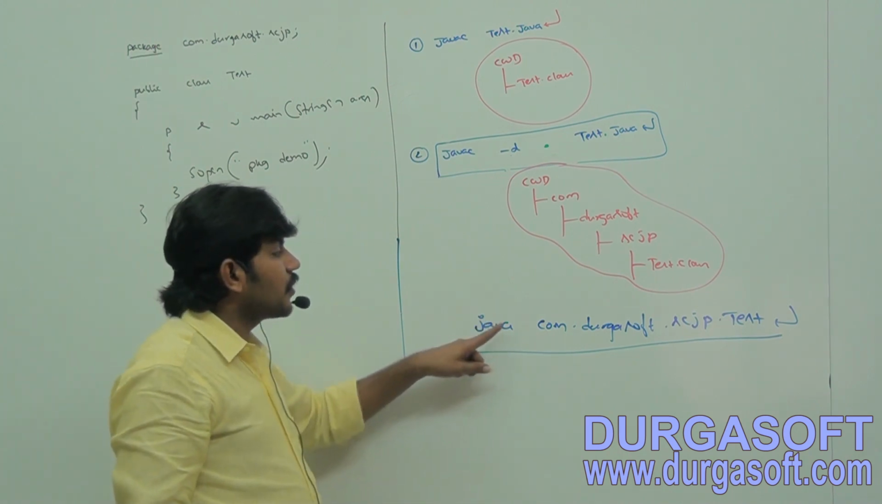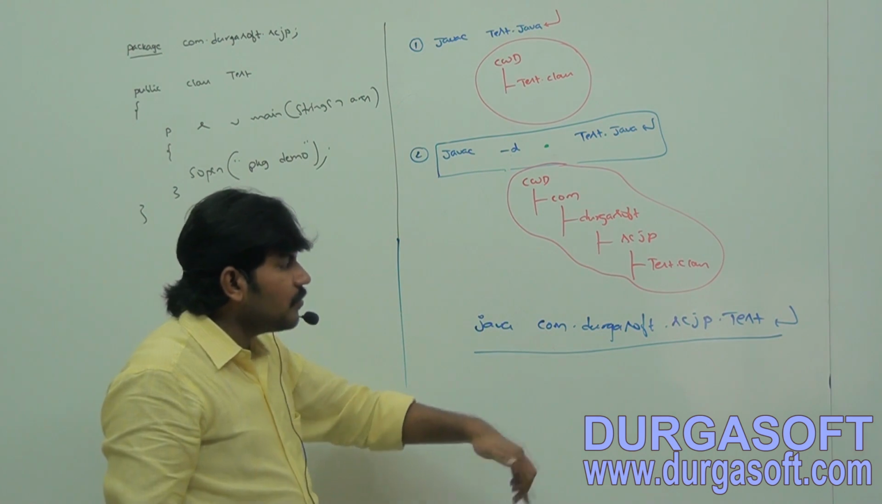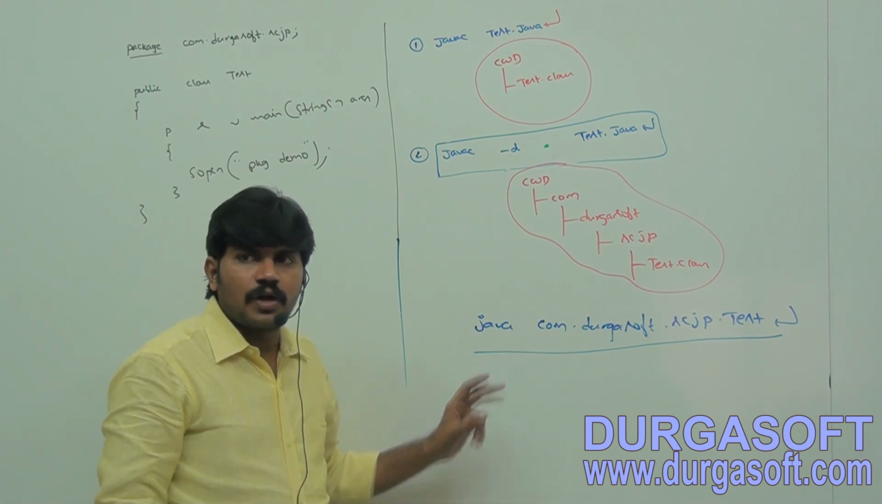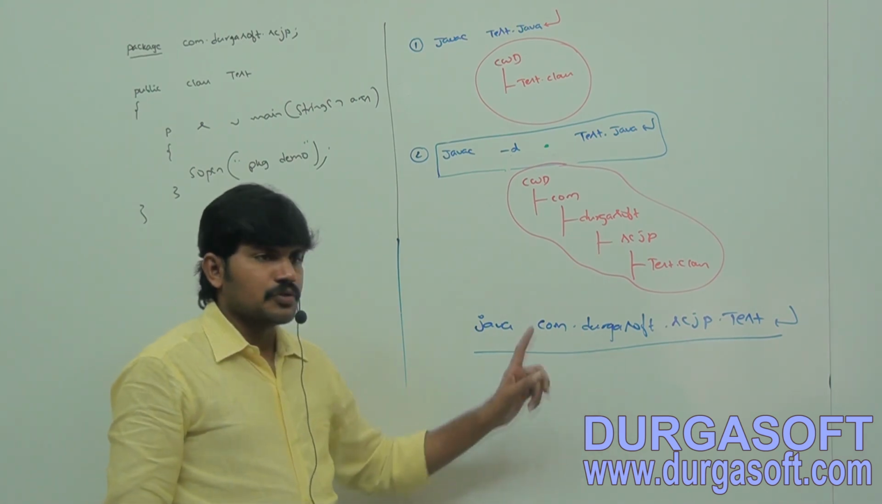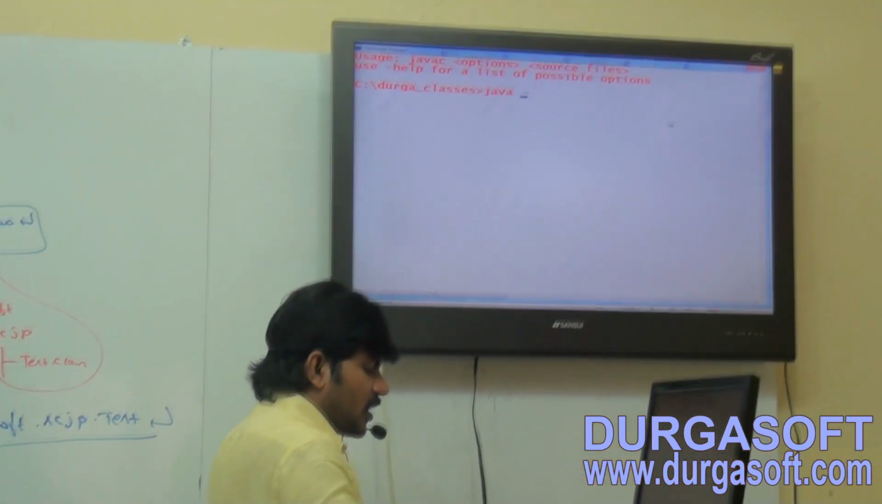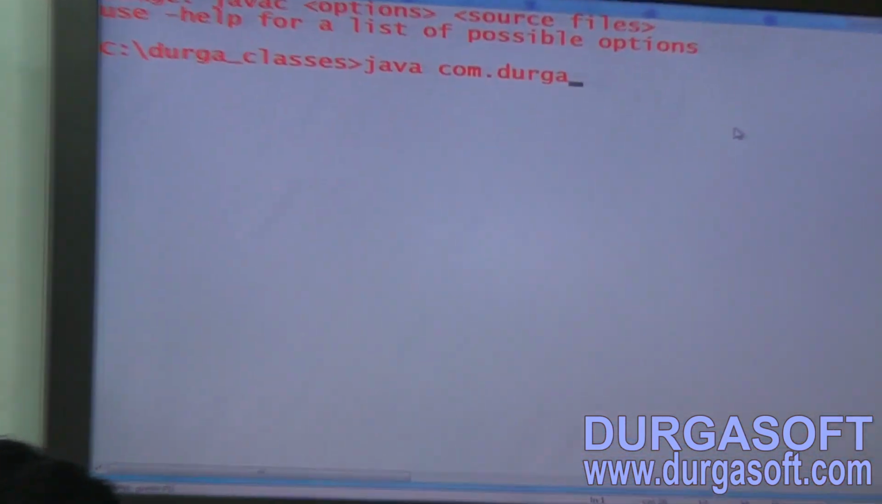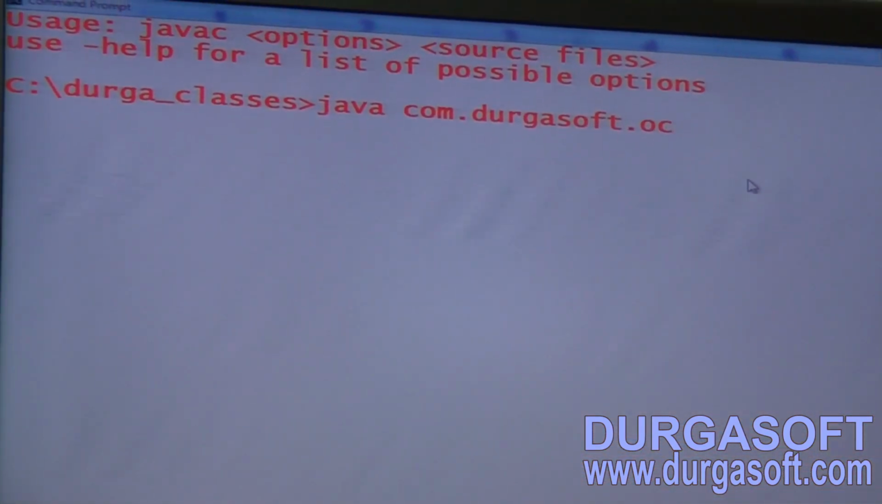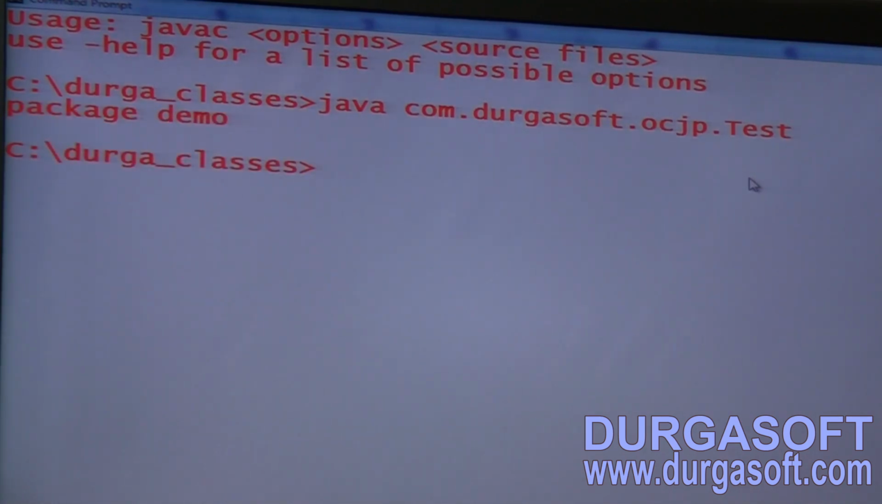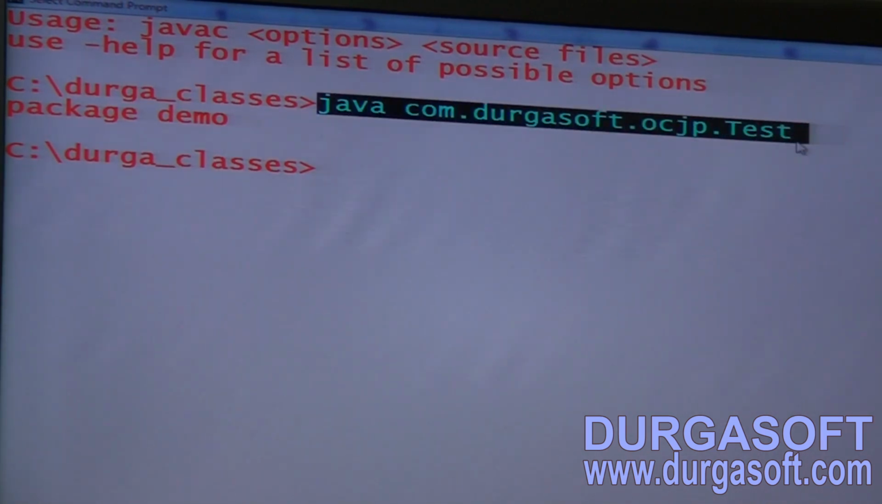Make sure. If I want to enter inside com, and from com give durgasoft.scjp, it won't work. Remember this one. Compulsory we have to use the fully qualified name, then only it is going to run. Now let me cross check if you want. Java com dot durgasoft dot OCJP dot Tester, because in this I took OCJP, right? Now package demo by default we are going to get. Are you able to understand? At the time of execution, compulsory we have to use the fully qualified name. Make sure you are aware.